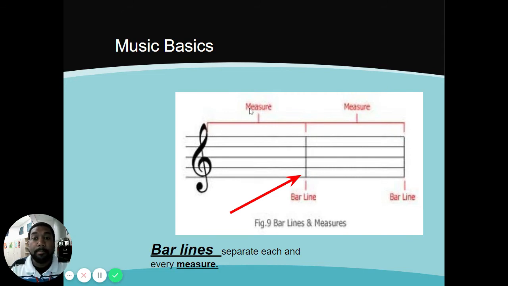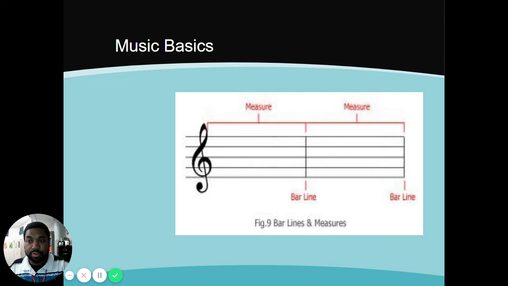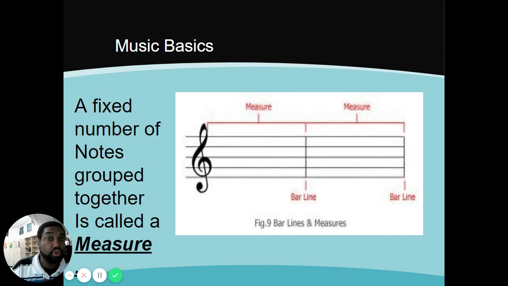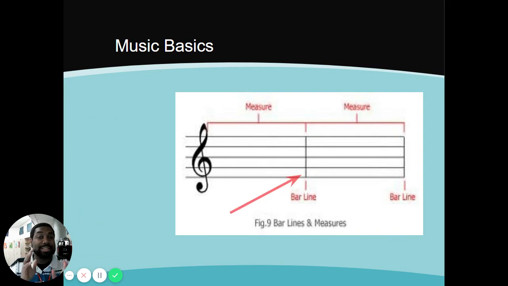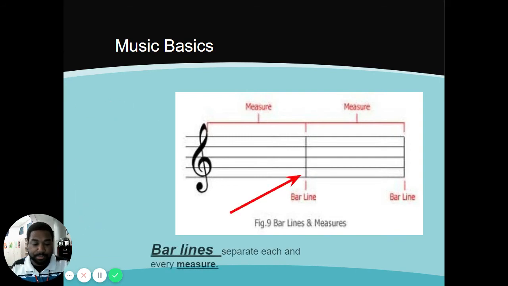Remember, measures are a fixed number of notes grouped together, and the bar line is what separates each and every measure. Moving on.